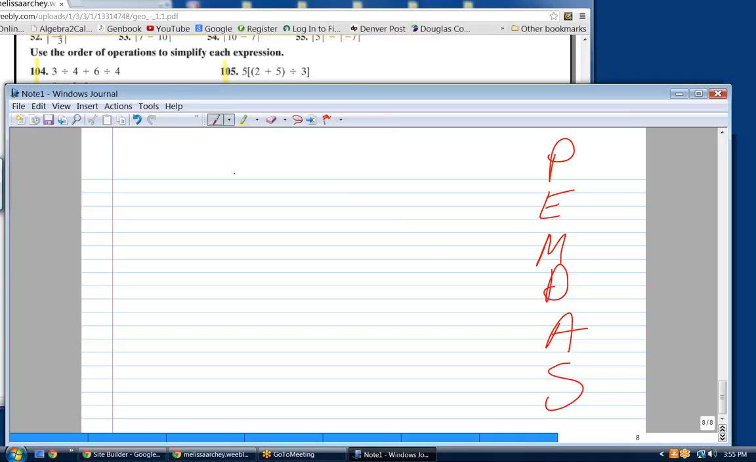105. So 2 plus, is that a plus or a divide? It's a plus. When you have multiple parentheses, in other words, these are called nested, where you have a set of parentheses inside a set of brackets or other parentheses, always work from the inside out. In other words, you want to do the inside parentheses first. So the first step is changing that 2 plus 5 to a 7. Divided by 3.